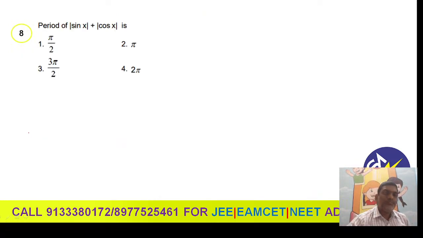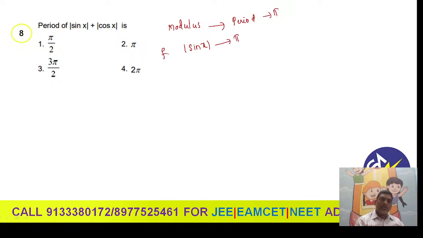Question number 8. Already in the beginning I have told you, if any trigonometric function has modulus, then its period is pi. So here we have modulus of sin x. What could be the period? Pi. Take it as f1. And take the f2 function as modulus of cos x. What is the period? Pi.